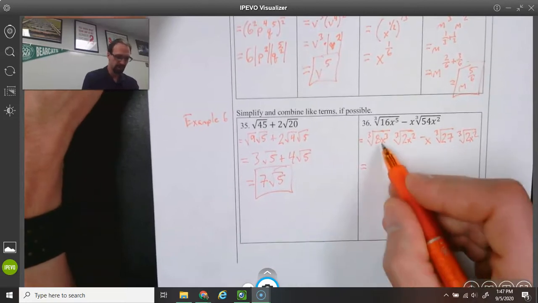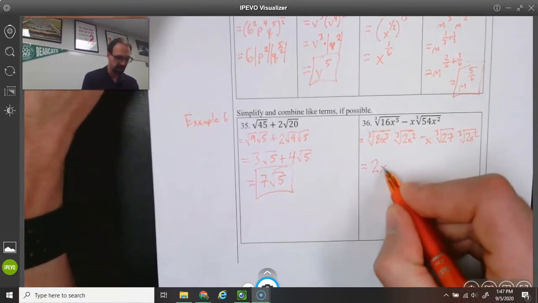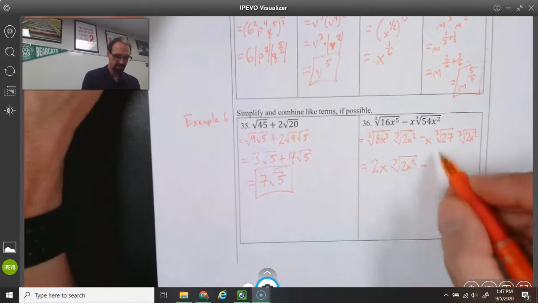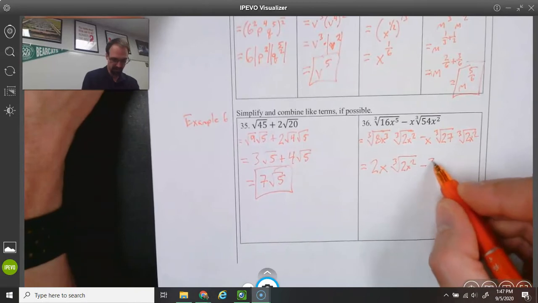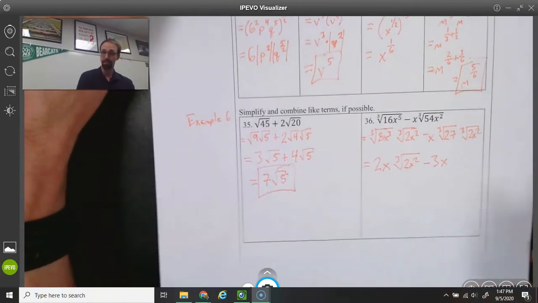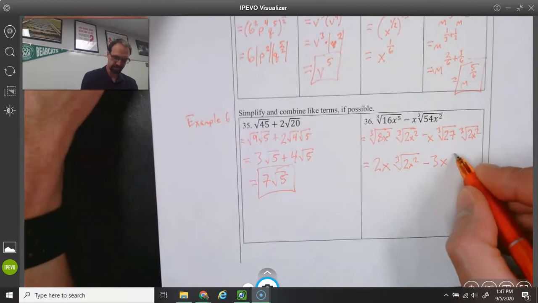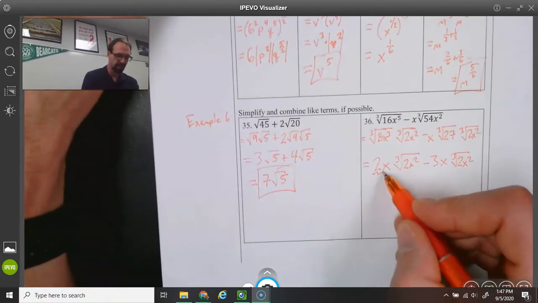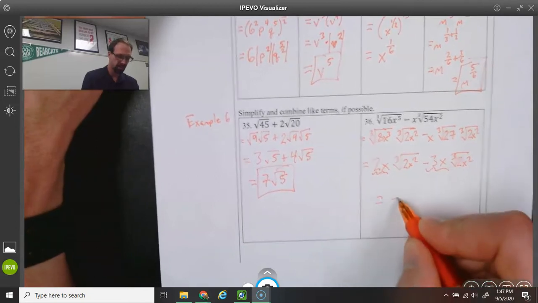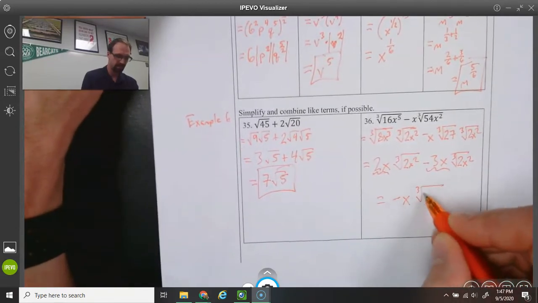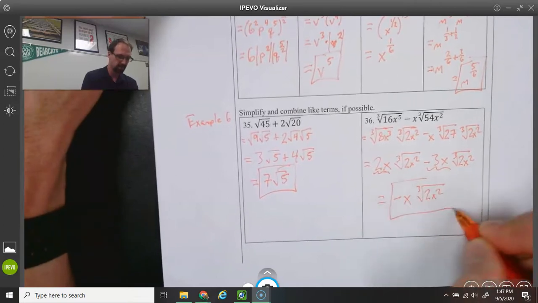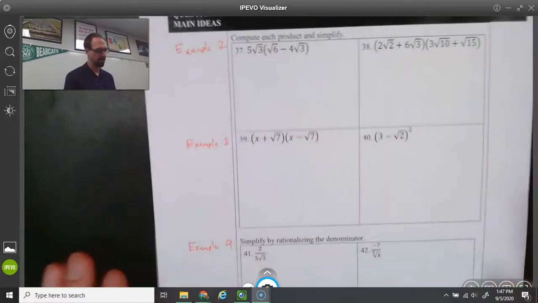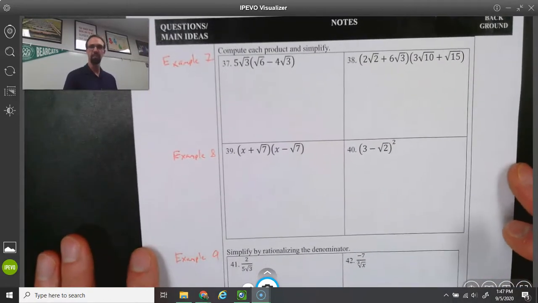So the cube root of 8x cubed is going to give me 2x. And then I have the cube root of 2x squared, minus x times this, so that's going to be 3x, because the cube root of 27 is 3. And then the cube root of 2x squared. So I have 2x of something minus 3x of something, so that's going to give me negative x, cube root of 2x squared. So that's number 36. Now on the back, example 7, compute each product and simplify.